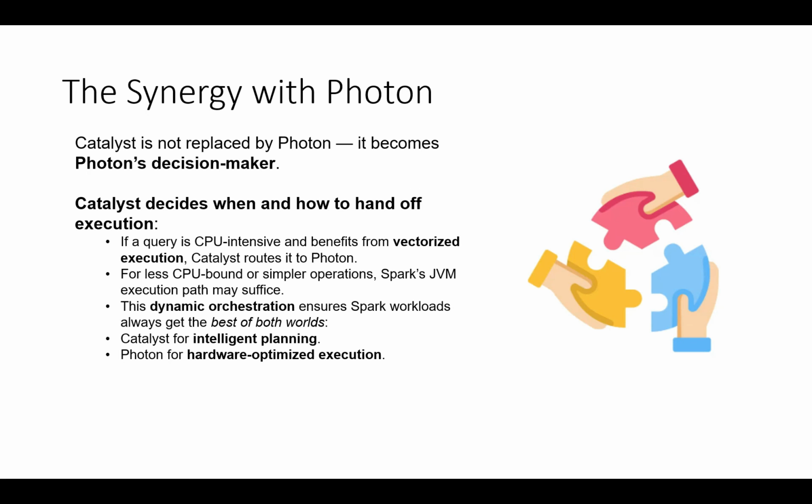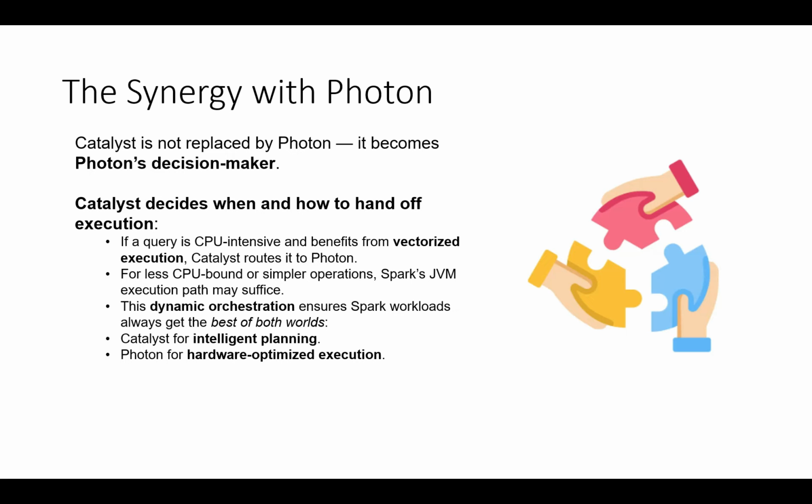Now, how will Photon and Catalyst work together? They need to work together. Catalyst decides when and how to hand off the execution. What does that mean? If a query is CPU intensive, then it is better to have vectorized execution, which means that Catalyst will send the query to be executed by Photon, because Photon doesn't do row by row execution. It does batch or vector based execution. So whenever Catalyst sees that it is CPU intensive, it will pass it on to Photon.